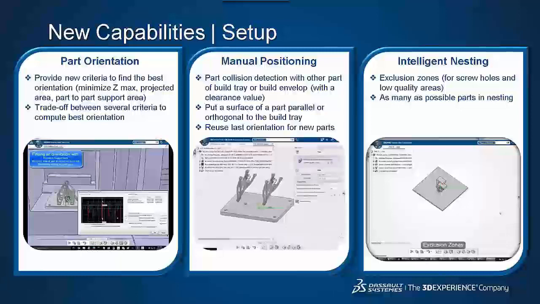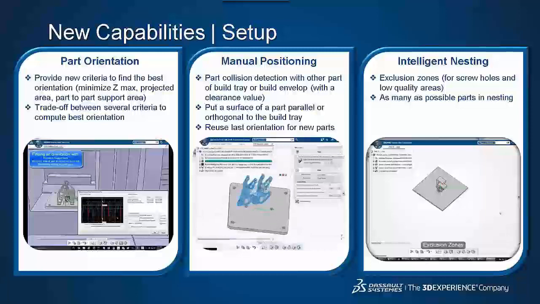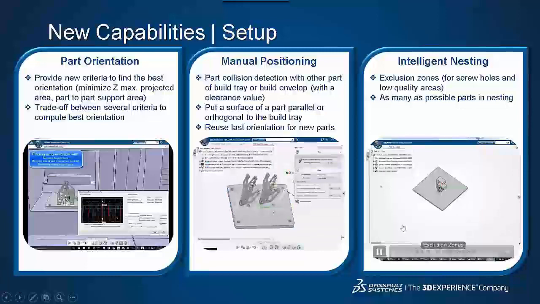So we have also introduced some new collision detection tools. So when you're manually positioning the parts on the build tray, there are tools that tell you if parts are too close, if parts are outside of build domains, things like that. And we also have some new capabilities for part orientation, so things like you can specify if you want a part, or a given surface on a part, to be parallel with the build tray, or orthogonal. We have those capabilities now, and then you can also reuse some of the prior orientations that you've used for new parts.